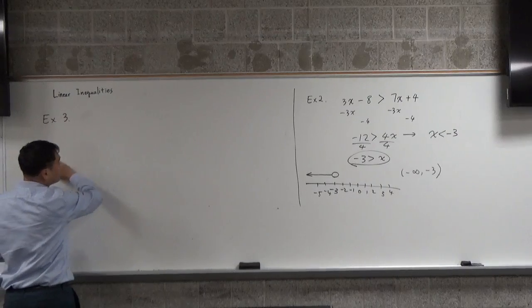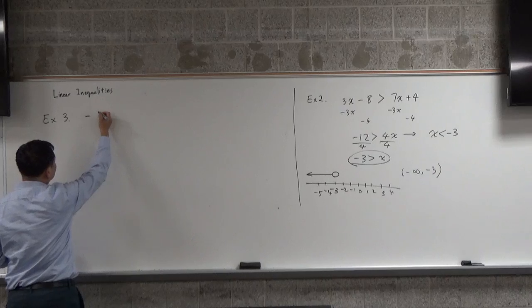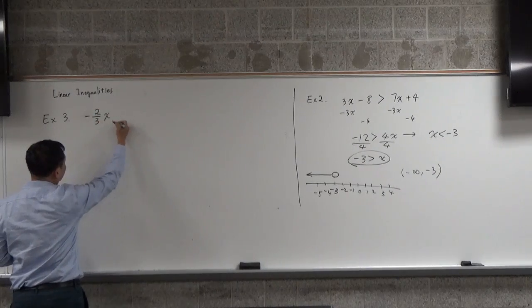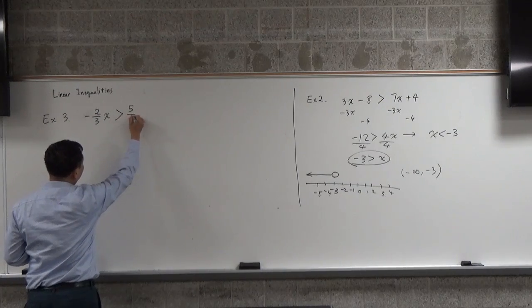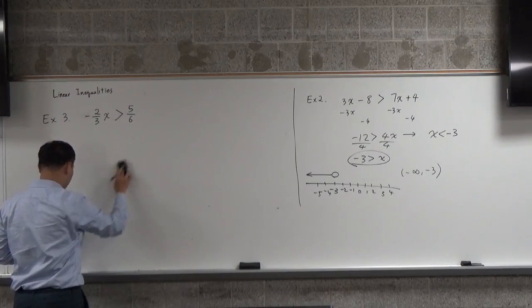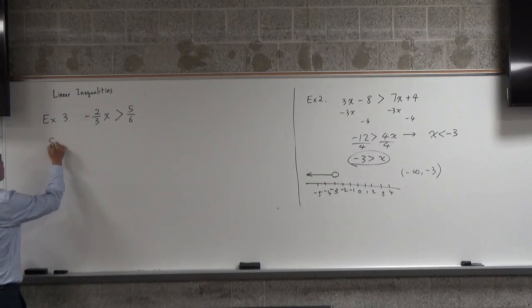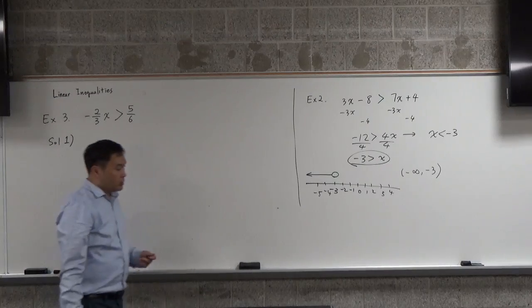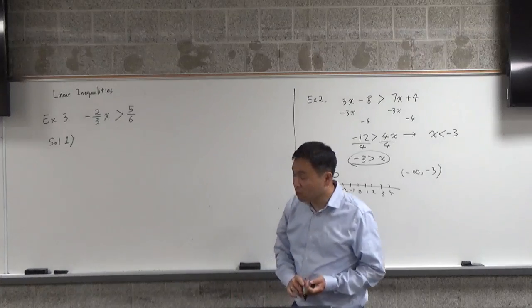Example 3. Let's do something like negative 2 over 3x greater than 5 over 6. Let me try out two solutions. Let me show you this first solution.